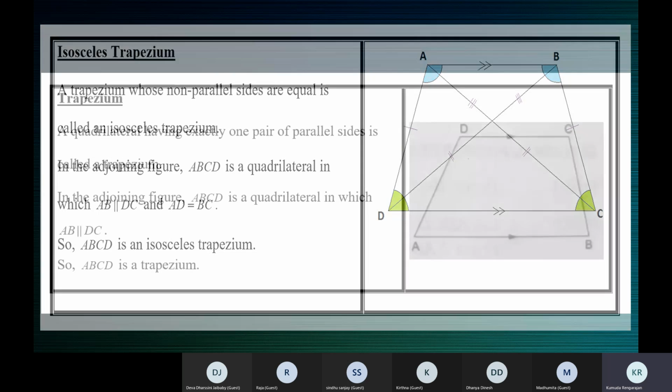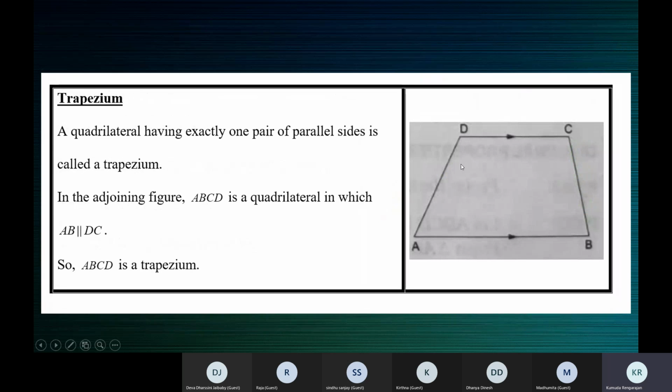In this trapezium, AD is not equal to BC. It's only a trapezium.